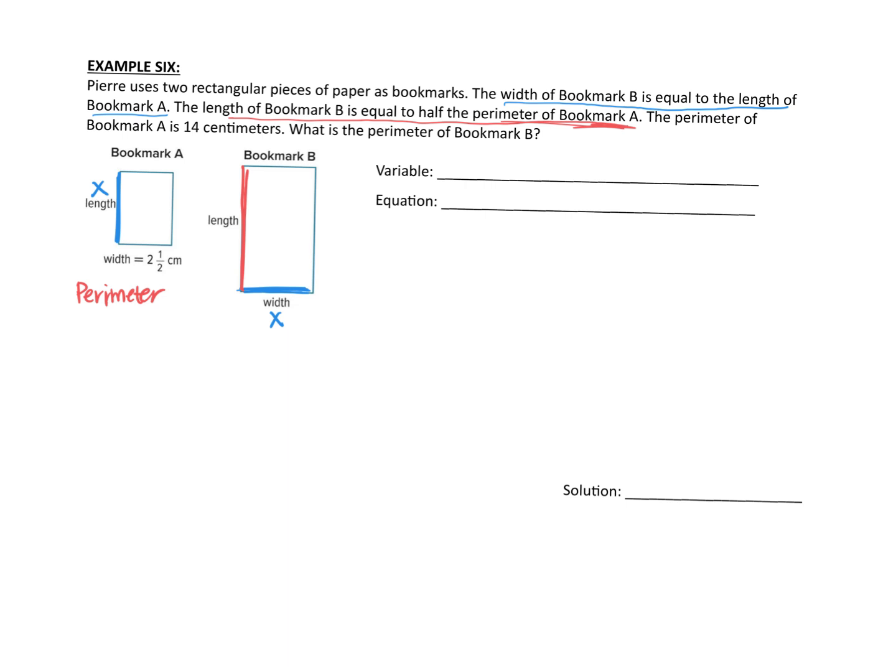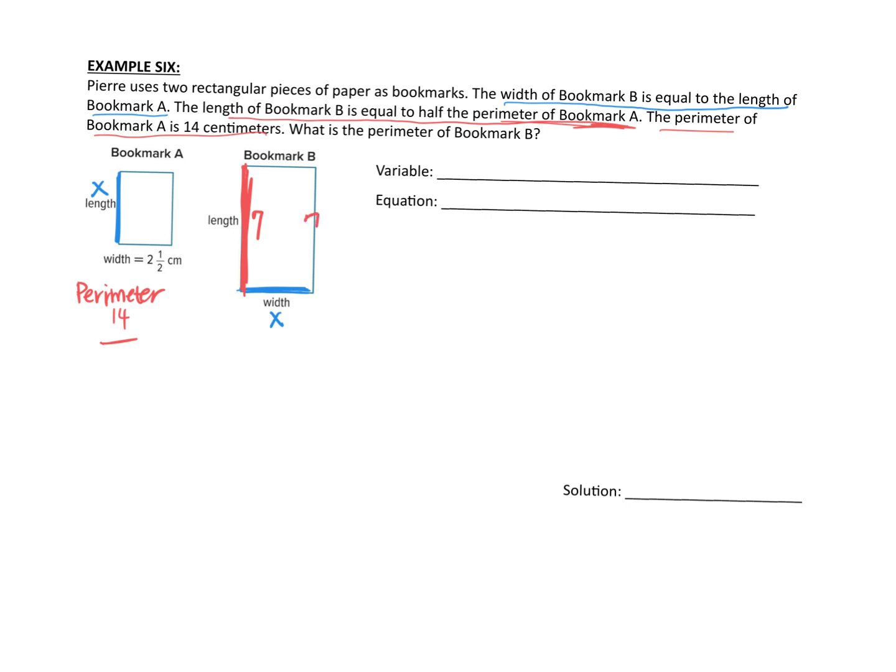Okay, well actually it does. It says the perimeter of bookmark A is 14. So the perimeter of this one is 14. And it did say the length of bookmark B, that's this, is half of the perimeter. So half of 14, let's see if we can figure out what half of 14 is. Well, that is 7. So I know that this is 7. Okay, and then it says, hey, could you find the perimeter of bookmark B?